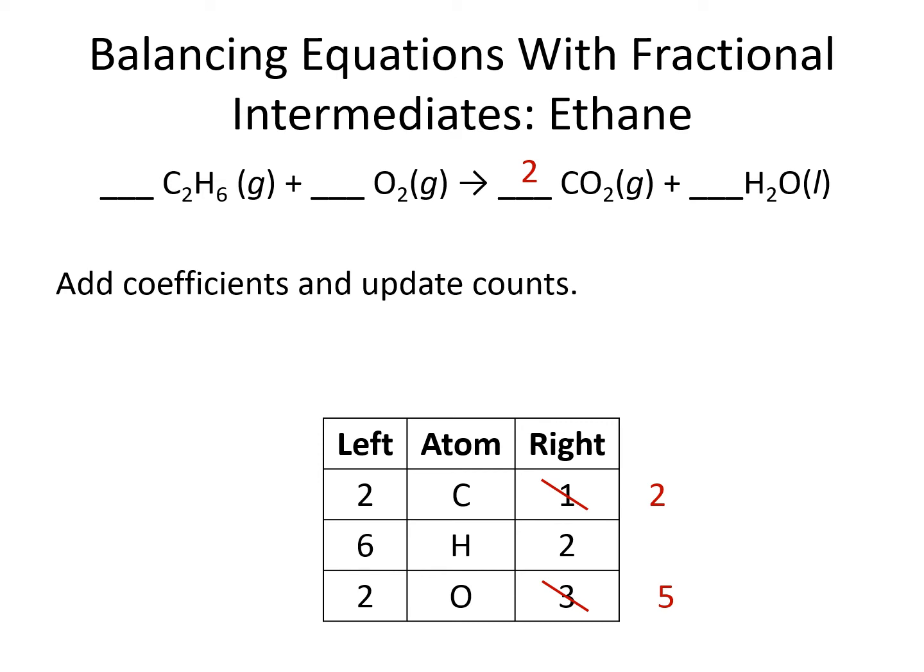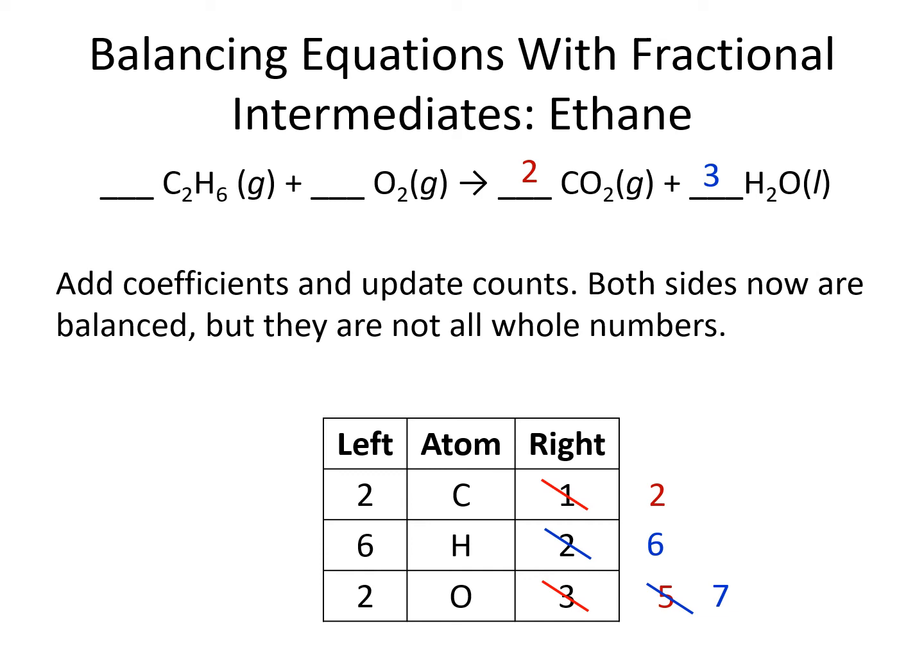Then we're going to change the number in front of the water so we can update our hydrogens. We have 6 hydrogens on the left, so we put a 3 in front of the water to give us 6 hydrogens on the right. But that also changes our number of oxygens. So now we have 2 times 2 is 4 from the CO2, plus 3 from the water makes 7 oxygens on the right.